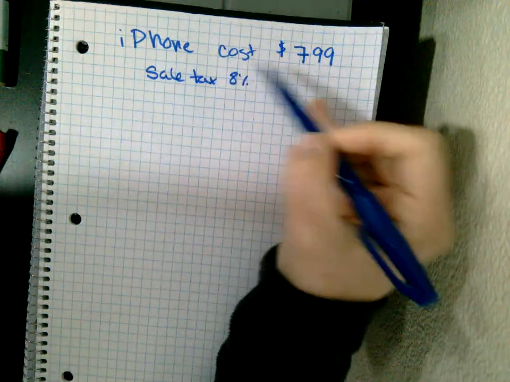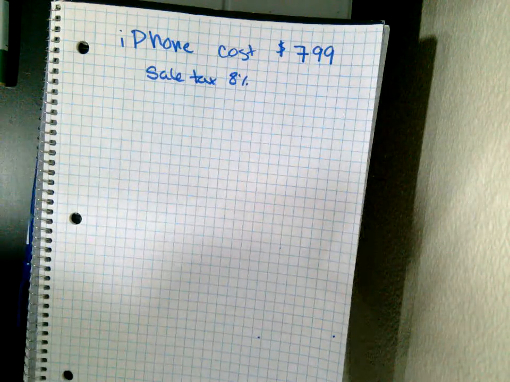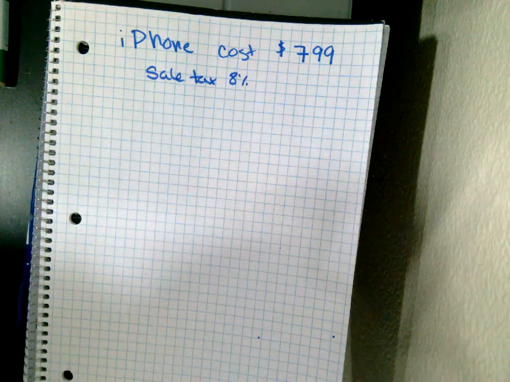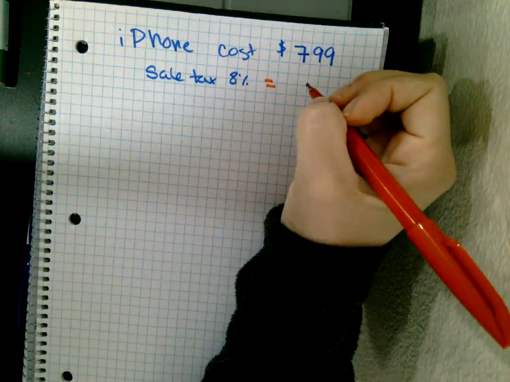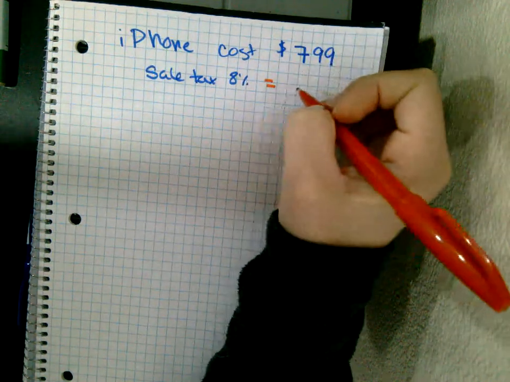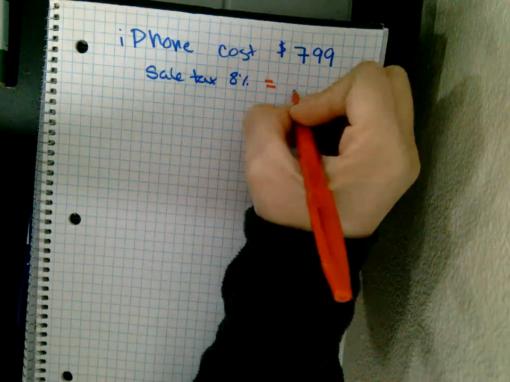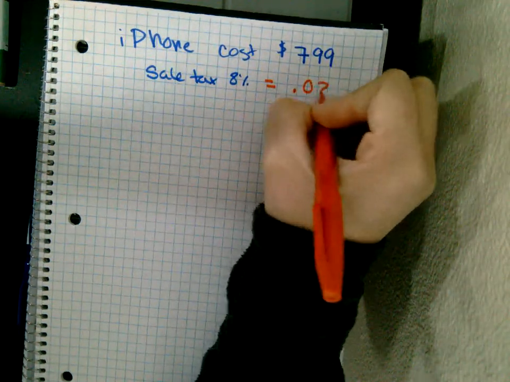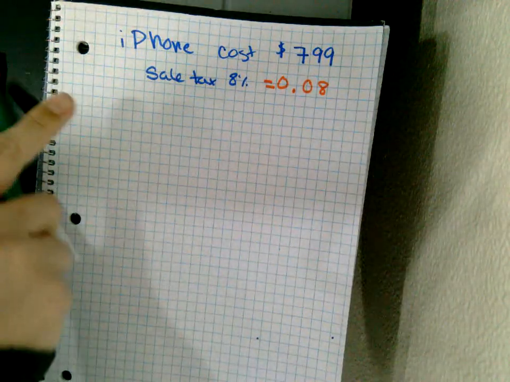Okay, so we have an iPhone that costs $799 and the sales tax is 8%. Every time we go to the store, we're paying sales tax, so we can't avoid it, unless you move to a different state. But that's 8%. What is 8% written as a decimal? 0.08. All right, so you have your information.